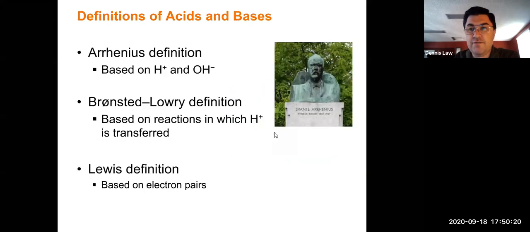All right, so we're going to define acids and bases based on 3 different definitions: the Arrhenius definition, the Bronsted-Lowry definition, and then the Lewis definition. So the Arrhenius definition is based on acids making H+ ions when you put them in water, or bases making hydroxide ions when you put them in water. So that's going to be the first one. And then in the Bronsted-Lowry definition, they talk about transferring H+ ions, and in the Lewis definition, we talk about electron pairs. We'll get more into that.